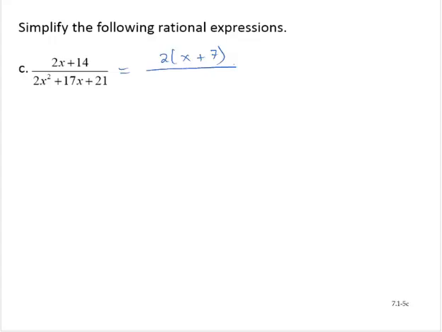2x squared plus 17x plus 21. Let me do a little side work here. Let's see. AC method, 2 times 21 is 42. So we need to find a pair of numbers that multiplies to 42 and adds to 17. 1 and 42, 2 and 21, 3 and 14. 3 and 14, that's the pair of numbers. So I've got 2x squared plus 3x plus 14x plus 21. And I'll use grouping now.